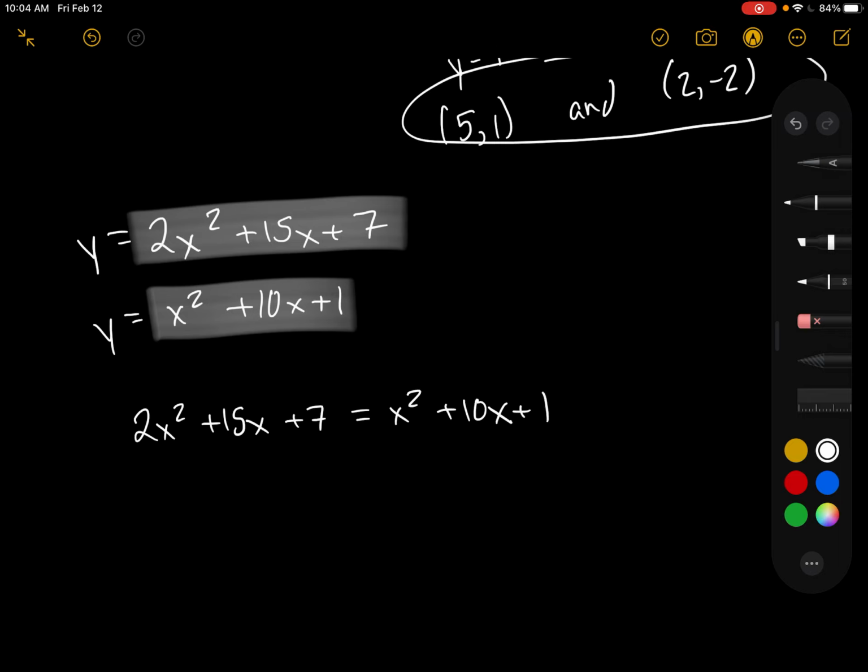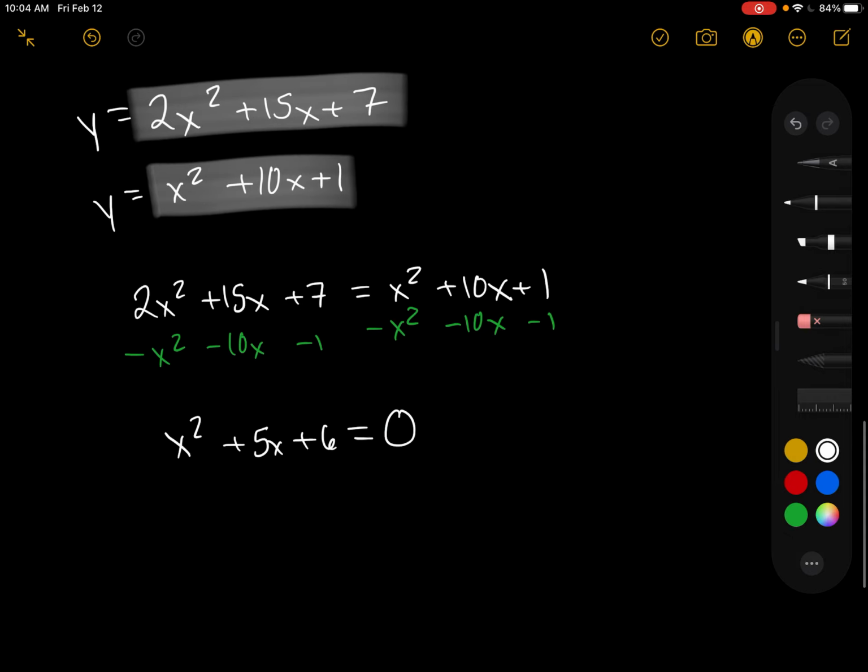And then again, set it equal to 0, so move everything over. So move your x squared over, move your 10x over, move your 1 over. And if we do that, we can see we'll get x squared, 5x, and 6. And there's nothing left on the right side, so it's 0. We're ready to put this into a box and factor.